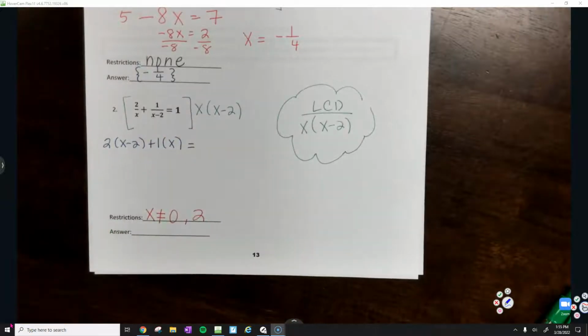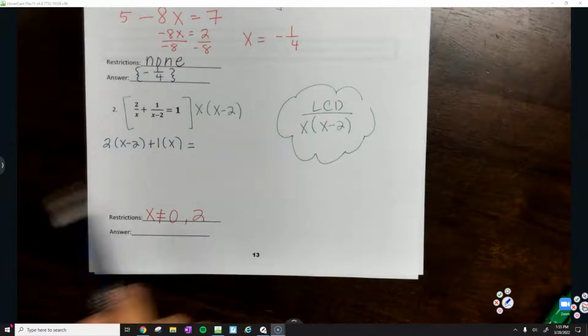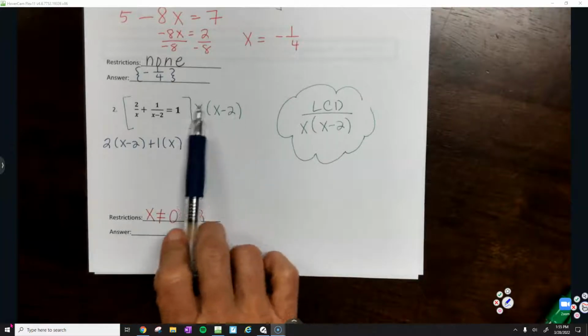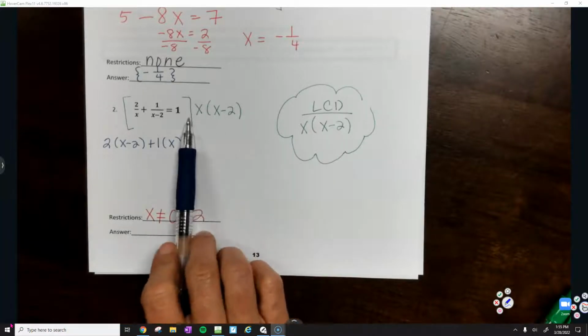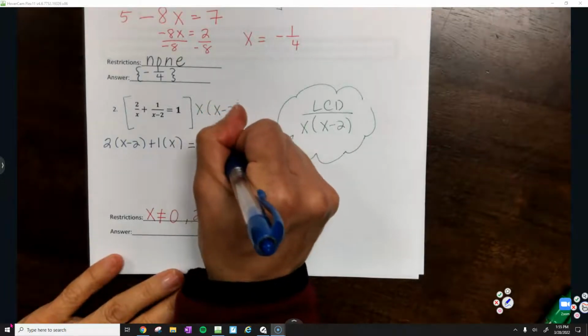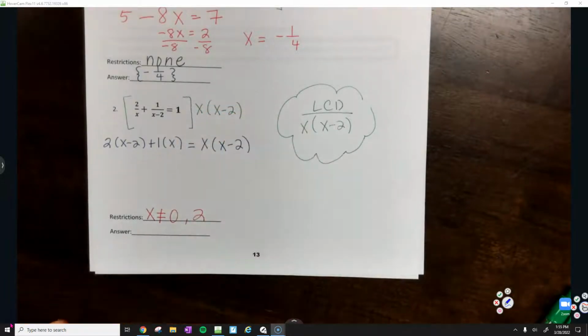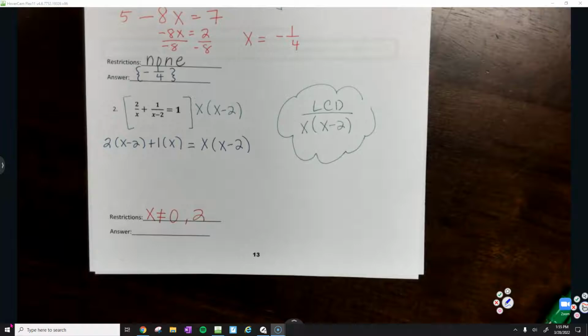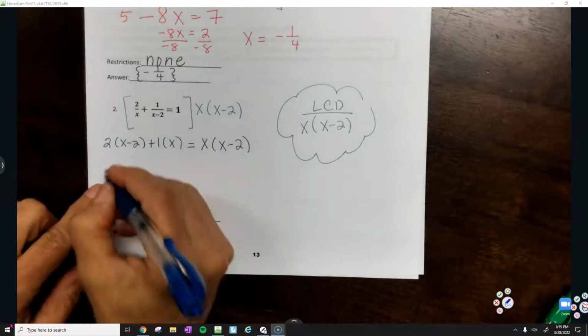And then on the other side of the equal sign, there's no fraction bar, so nothing's going to cancel out. So this 1 is going to get the whole entire LCD. And y'all know 1 times anything is whatever it is. So I'm just going to rewrite the LCD over here. All right, so let's distribute and combine like terms.